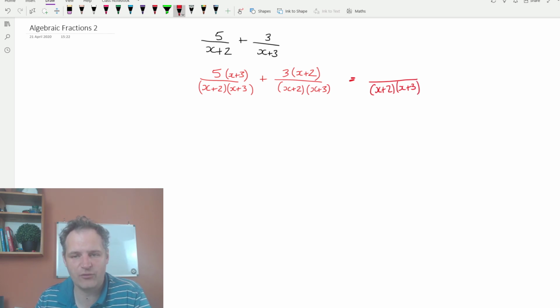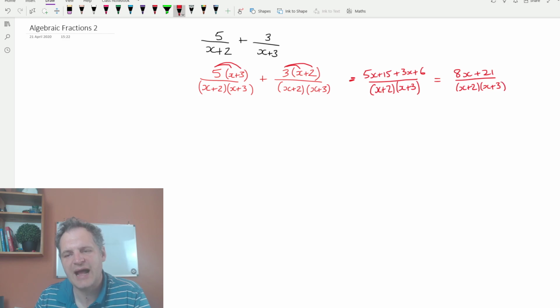I will multiply out the top bit. So I'm going to do 5x and 3 is going to be 5x plus 15. And 3x plus 6, plus 3x plus 6. This is why my final answer is 8x plus 21 all over x plus 2, x plus 3. And then as a final check, I look at my final answer and go, does this factorise? And it doesn't. 8 and 21 are not in the same times table, so we're not going to be able to factorise it. So this is why this would be my final answer.